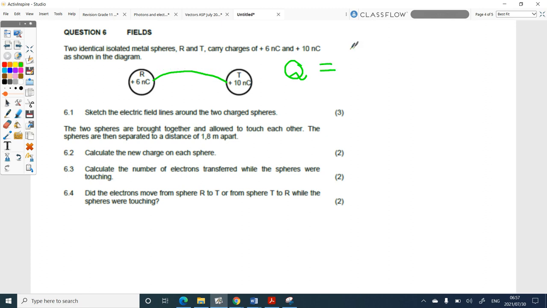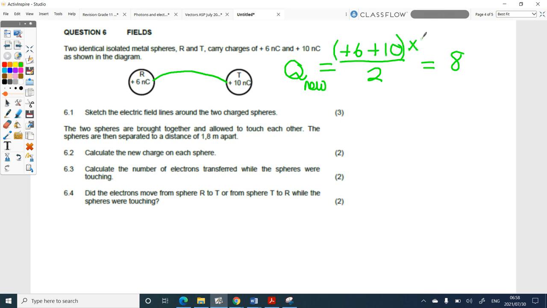So the quick, easy way to do it is you're just going to say plus 6, plus 10, because they both have a lack of electrons, so they both have a positive charge, and you're just going to divide it by 2. So this is going to be the new charge on each of them. So the new charge is always going to be add them up and share them, because when you touch objects, they're going to share whatever charge they have. And that means that the new charge on them is going to be the 16 divided by 2, which is 8.